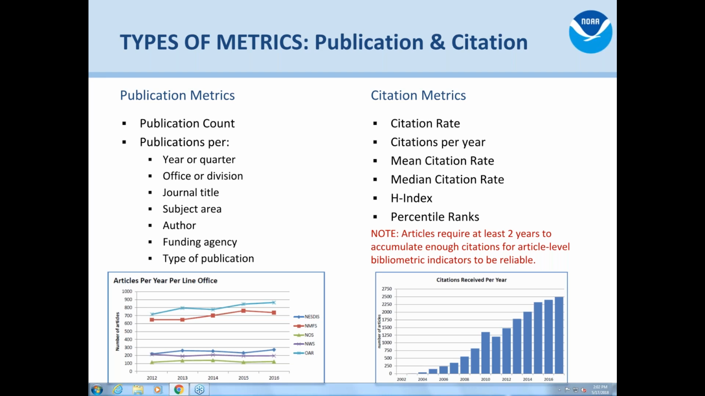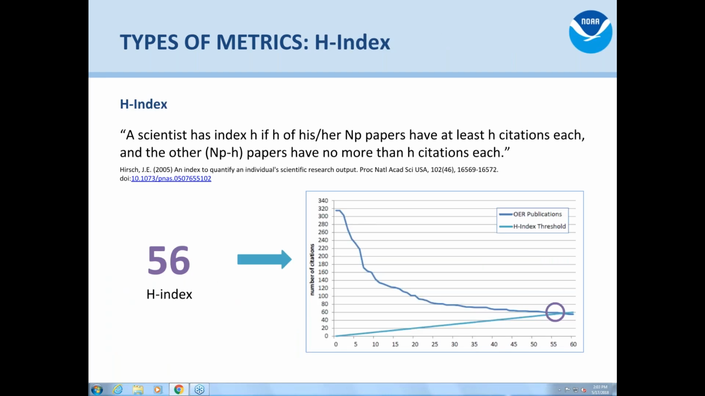Moving on to H-index. I think H-index is the one that most researchers have maybe heard about before and are likely a little bit familiar with. It's a measure of productivity and influence. It's sort of a merger of publication and citation. This chart illustrates how the Office of Ocean Exploration and Research H-index was calculated. There are two lines crossed. There were 56 publications that had at least 56 citations each. So their H-index is 56.